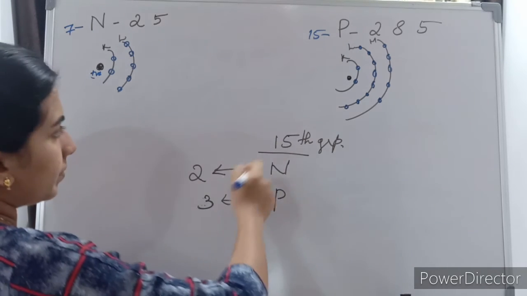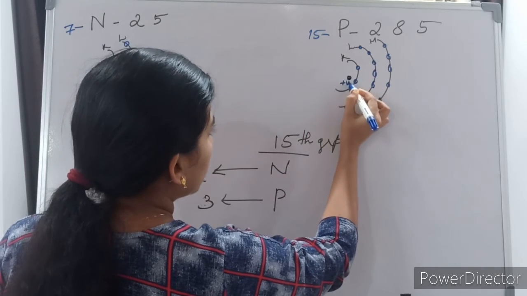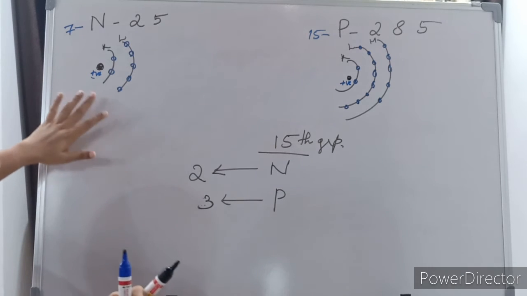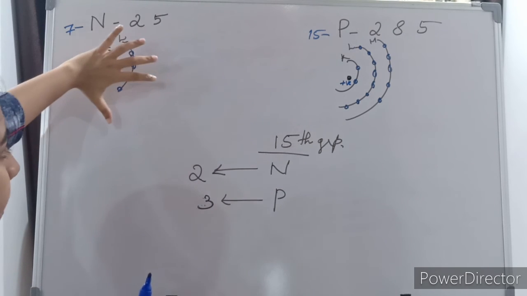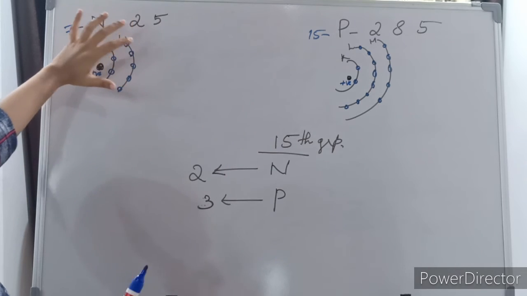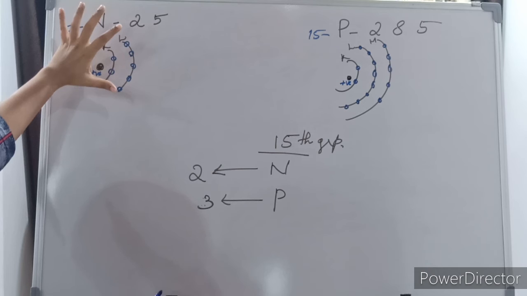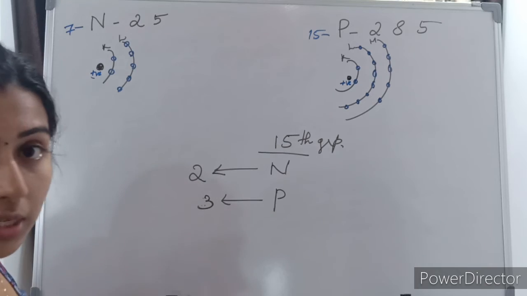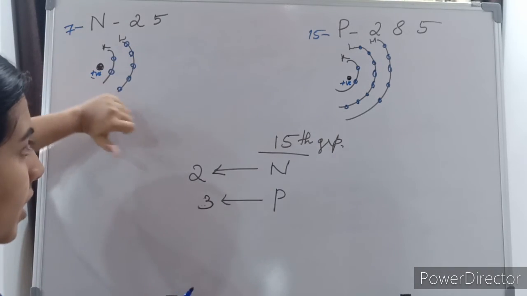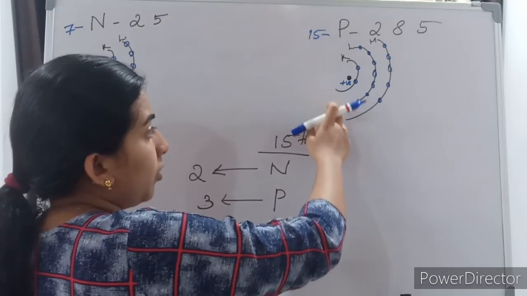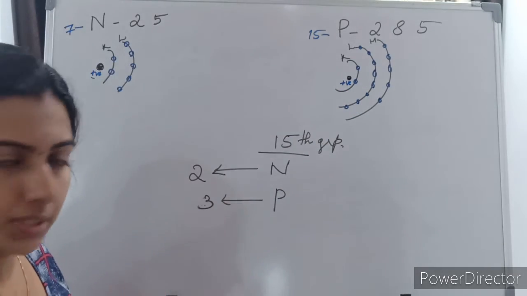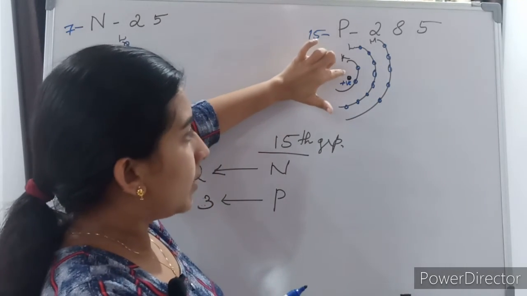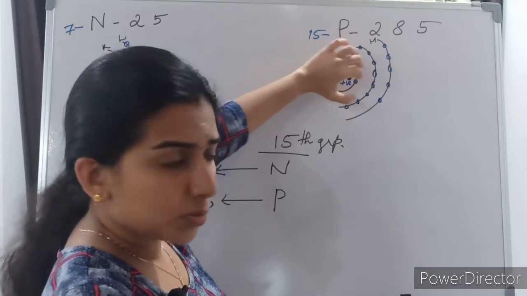But here also the nucleus is there. Here there are only 2 orbitals, so the nucleus charge will be attracting them. Only 2 orbitals and only 7 electrons in total, so it will be very easy to attract these electrons towards itself. But in the case of phosphorus, there are 3 orbitals, that is, the number of orbitals is increasing. The nucleus has a positive charge, and this positive charge will be attracting the electrons towards itself.